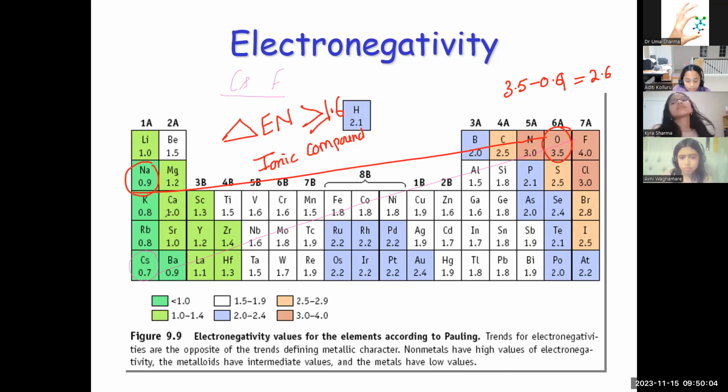When metals are approaching non-metals, the difference in electronegativity is so big that the non-metal is going to gain the electron and the metal is going to lose the electron. This is due to the difference in electronegativity. Very soon we'll start talking in terms of this also. Is the Pauling scale clear?